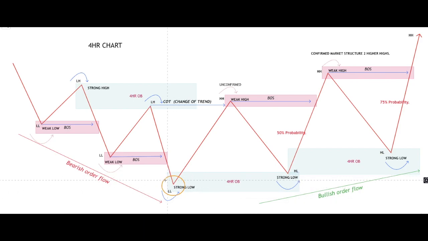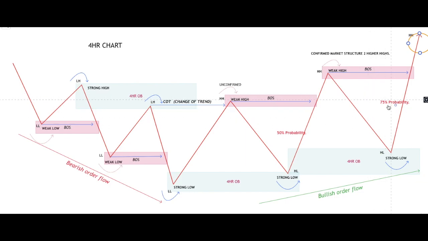Okay, and as you can see here, we create a new lower low. So what happens when we have a change of trend or a change of order flow, which creates bullish order flow? As you can see here, we've created a higher high, which is a change of trend or a change of character. This means the bulls are taking control. So the first higher high is called unconfirmed. Why? We're expecting price action to come down here and create a higher low. However, once we've had two higher highs, this confirms that we have confirmed market structure, highly predicting it's going to create a higher low to then create a new higher high.